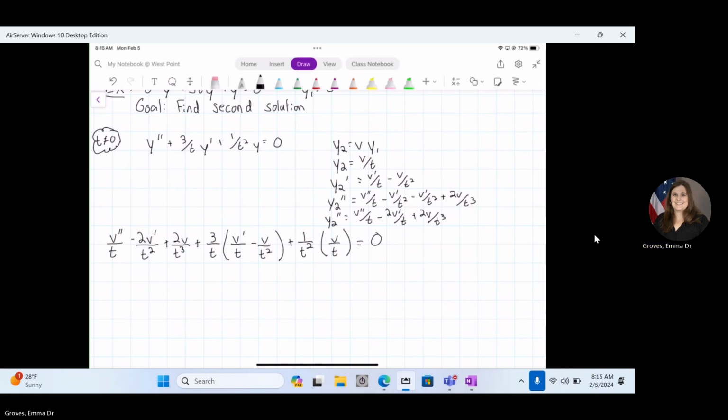I'm going to go ahead and distribute and then gather my like terms together. So I've got my v prime terms, which are 2 over t squared minus 3 over t squared. Hmm, and then all of my just v terms are 2 over t cubed minus 3 over t cubed plus 1 over t cubed, equal to 0.